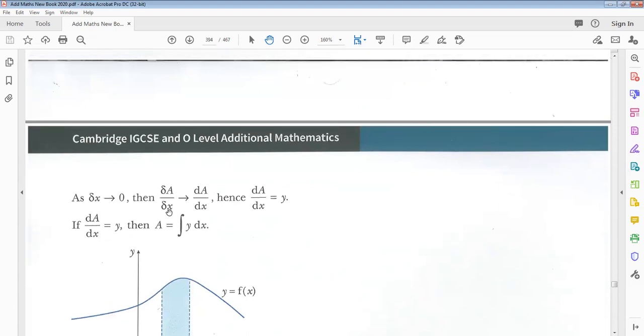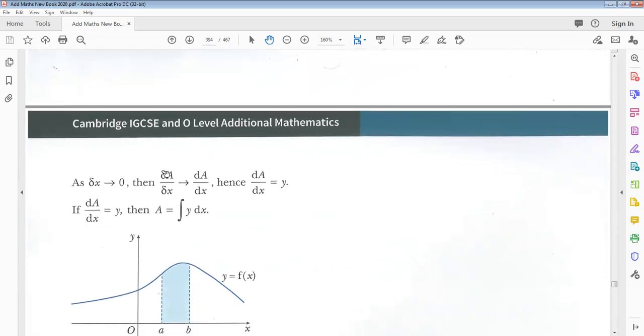So try to understand this now. When I say the small change in A over the small change in x can be approximated to dA by dx, where dA is the change in area and dx is the change in x, can I say that? Yes, so you're just differentiating it. Yes, and I'm just putting it into a perspective of variables, right? With small changes.